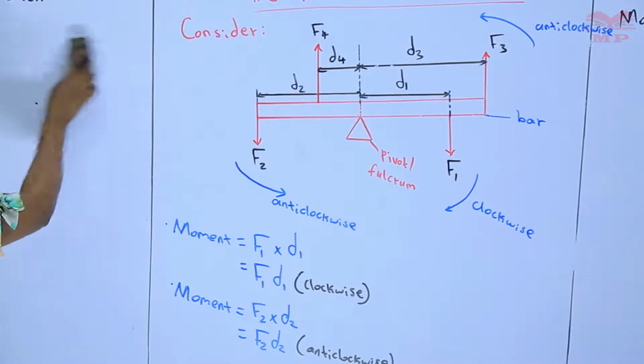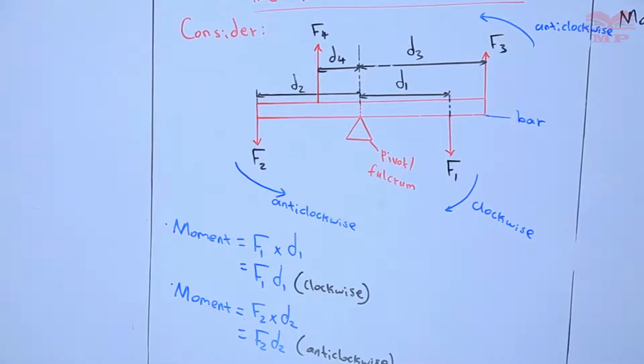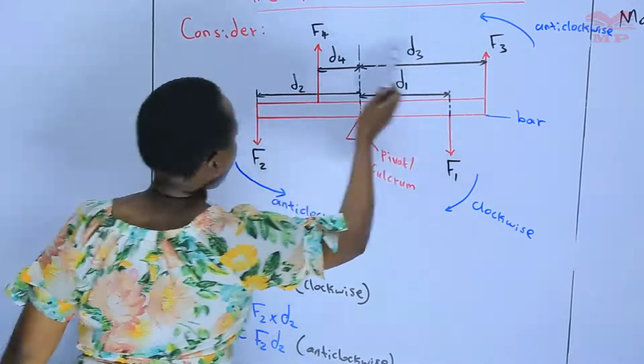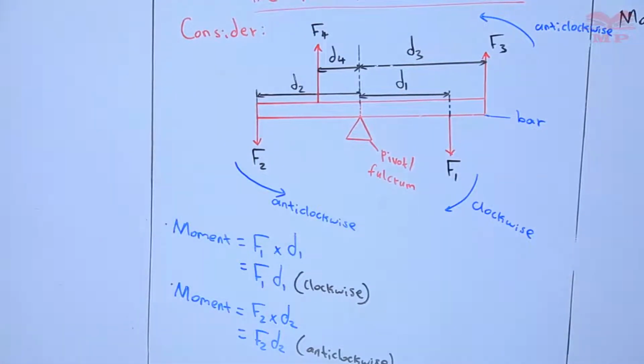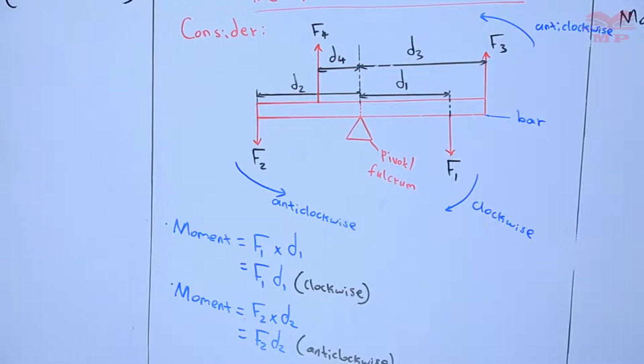Before we state whether it is clockwise or anti-clockwise, we need to note that with F3, D3, as our moment, we need to note it down here. The moment brought about by this force F3 is going to be given by F3, force is a capital letter F, F3 multiplied by D3, which is F3 D3. And we have seen that it is anti-clockwise.